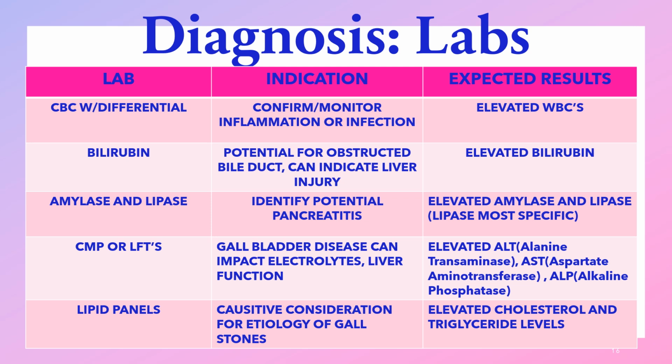And then this is kind of a new one here, these lipid panels. Again, this is a causative consideration for the etiology of gallstones. So those elevated cholesterol and triglyceride levels, knowing that gallstones are formed by an abnormal composition, and that includes cholesterol stones. And what's really fascinating about that is, as we get into talking about management, this is going to make an impact on some of the decisions we make as far as treatment.